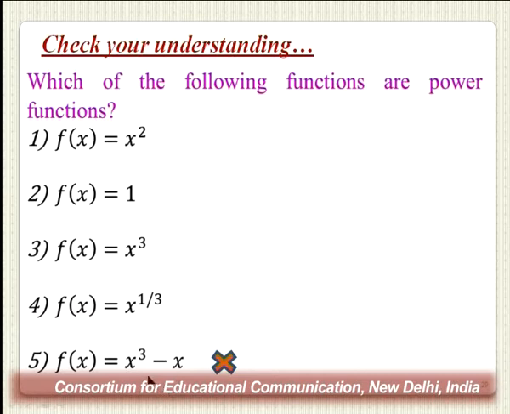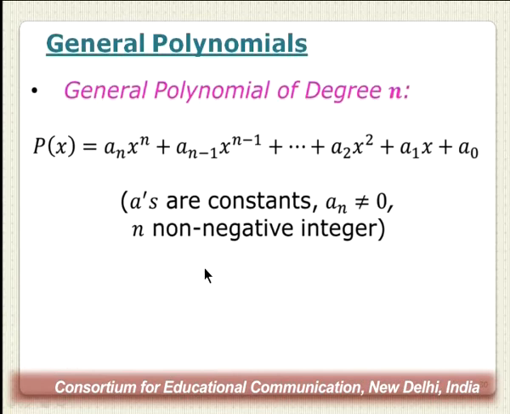But here, look at this function, x cubed minus x. This will not be a power function. This is a polynomial function. So if you look at a general polynomial of degree n, we've done this in the previous lecture. So p of x, if that is a general polynomial of degree n, then that is given by a sub n times x to the power n plus a sub n minus 1 times x to the power n minus 1, and so on. So here the a's are constants. a sub n is not equal to 0.